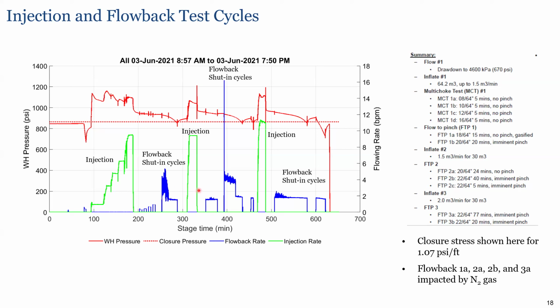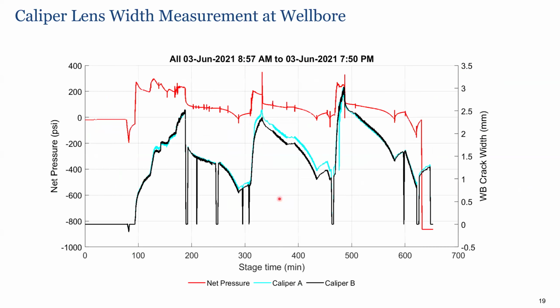It would kind of blast through the flow meter and give erroneously high flowback rates until the nitrogen gas was cleared. So the true flowback rate should be considered down here where it evens out, after the nitrogen gas goes through the flow meter.